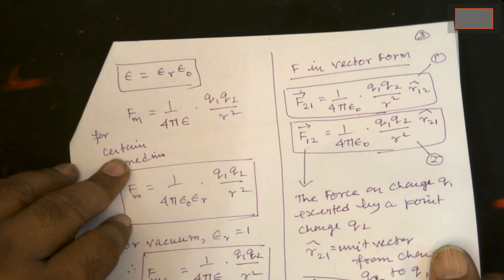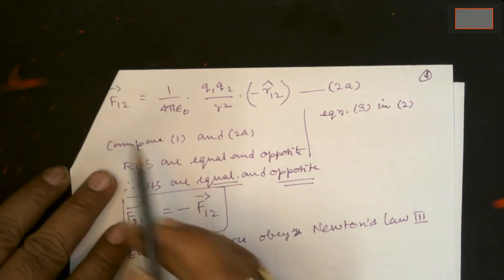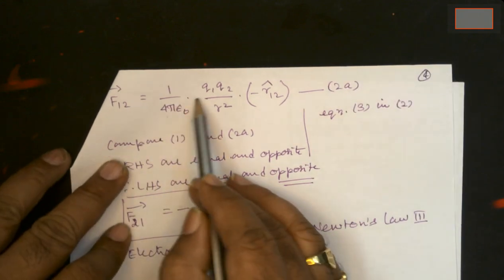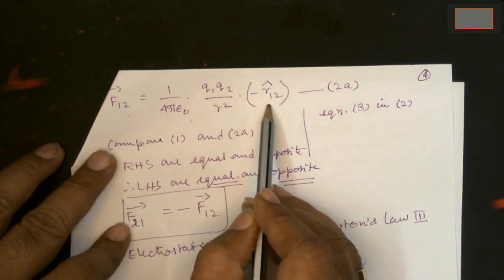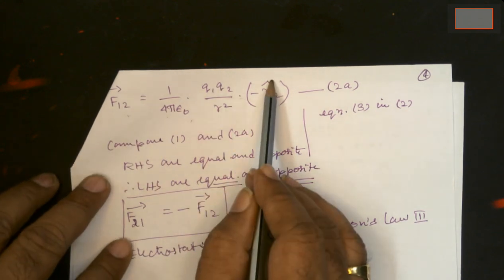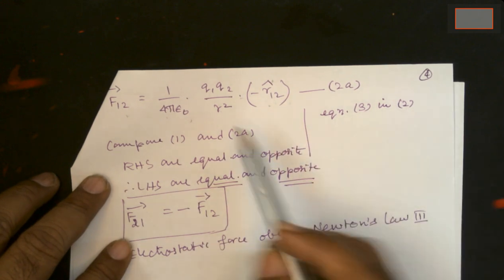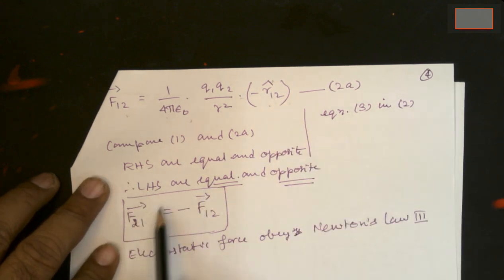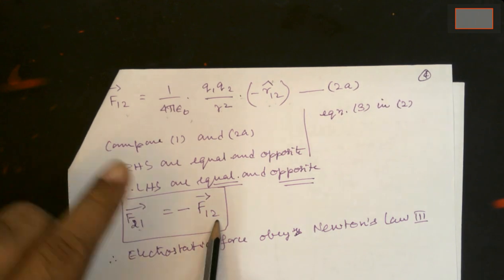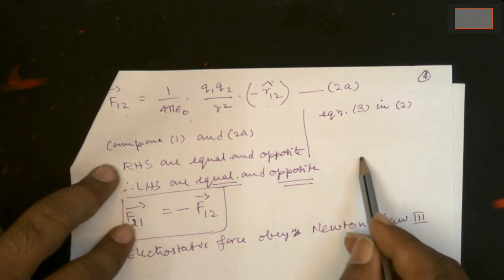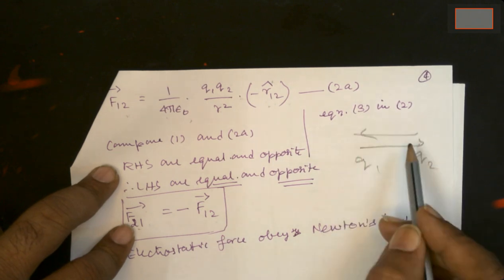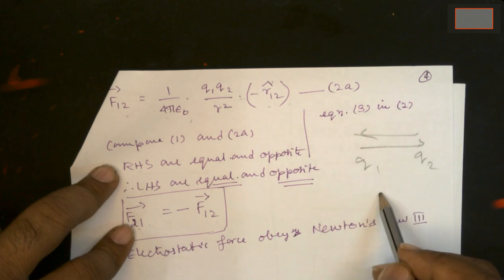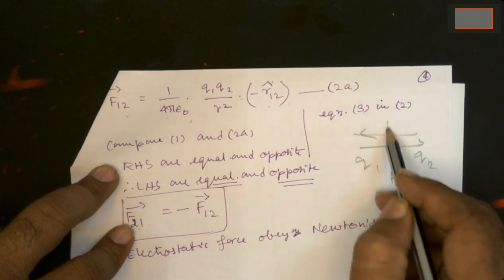Right. And now let us proceed. This F12 is equal to 1 by 4 pi epsilon naught into Q1 Q2 divided by r squared, and for F21, it is the opposite direction, is it not? So minus r12 cap. So we can compare this, and finally the force is equal but opposite in this case. For example, you have Q1 and Q2, whether it is from here to here or here to here, these two forces are opposite, that is F12 and F21.